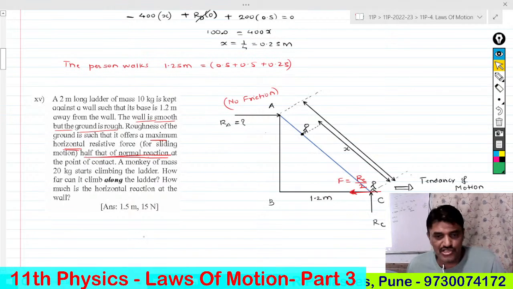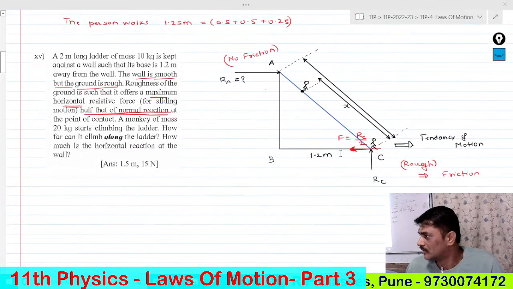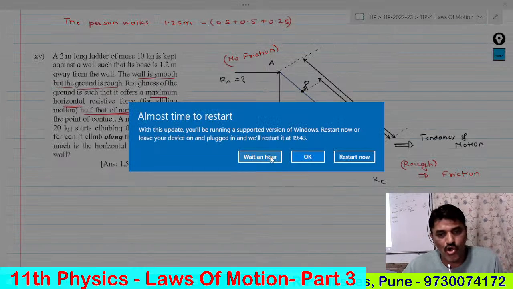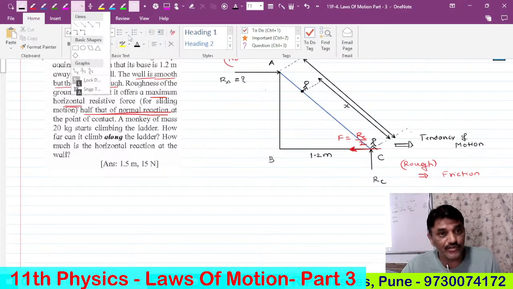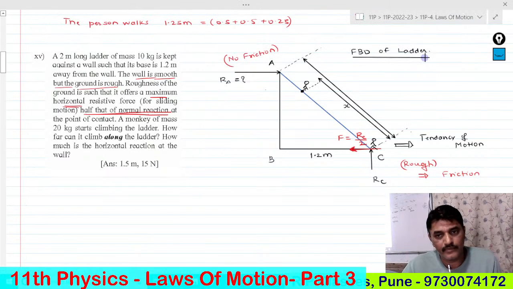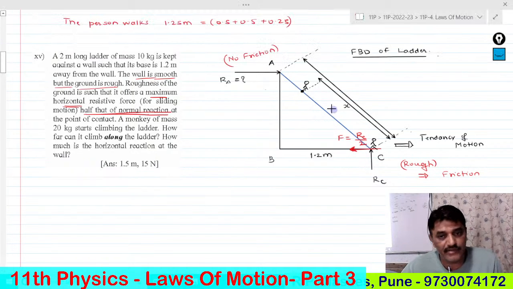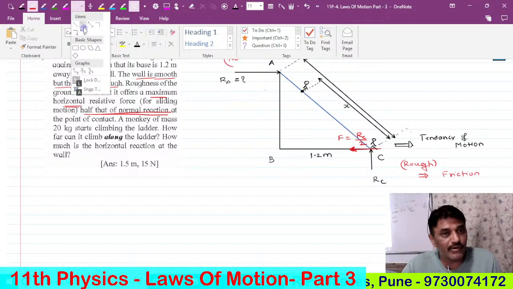Agree? Now first of all, I will try to draw the free body diagram of the ladder. In the free body diagram of the ladder, we have to show all the active and reactive forces. Now the first active force, as I know here, is the weight of the ladder itself, which is acting exactly over here.